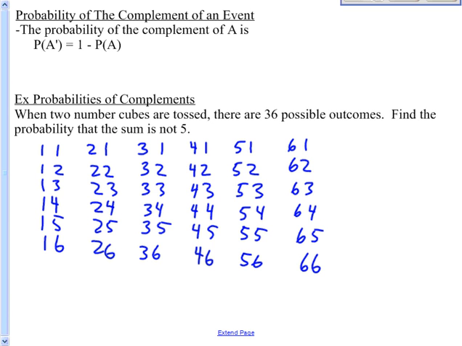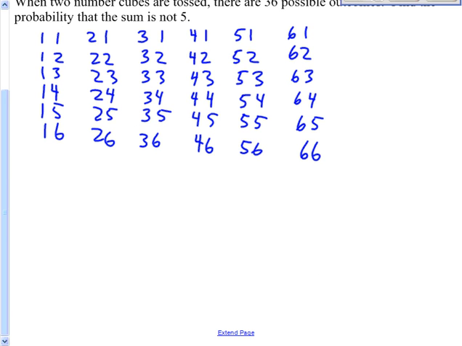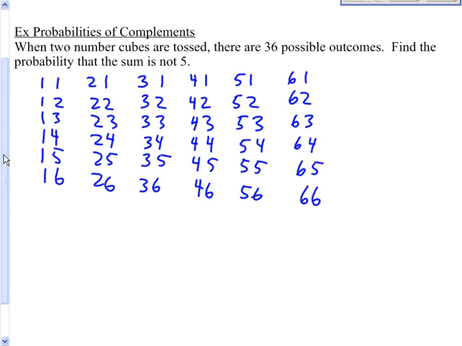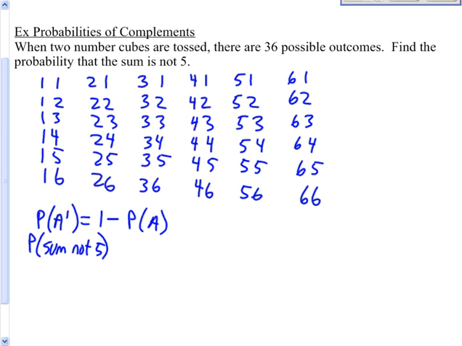Okay, two number cubes are tossed. 36. You see all 36 outcomes here? Find the probability that the sum is not 5. So the probability of A prime is 1 minus the probability of A. Okay, so for instance, the probability that the sum is not 5 is the exact same thing as 1 minus the probability that the sum is 5.